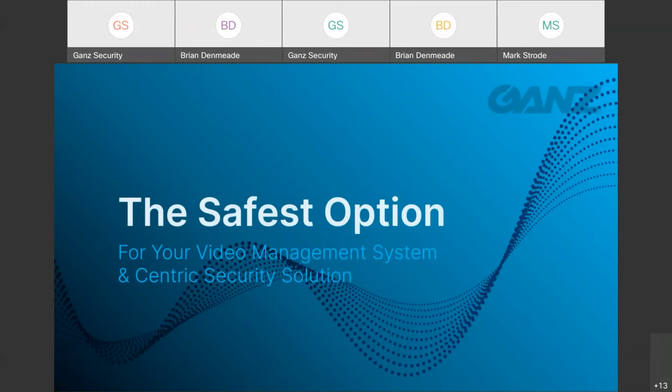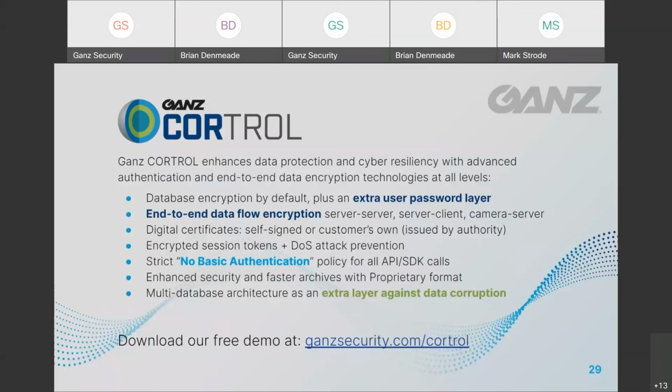Okay, what are some of the safest options for your video system, for your security solution? Well, one of them is from a Cortrol perspective. Let's have a database that's encrypted by default. Let's have extra user passwords. So in other words, you don't have just the user admin level, but you're able to create users at various levels with various levels of accessibility to parts of the system. So controlled access, if you will. End-to-end data flow encryption. Again, that's going back to the data on the move. So you want to have it all encrypted: server to server, server to client, client to server, camera to server.